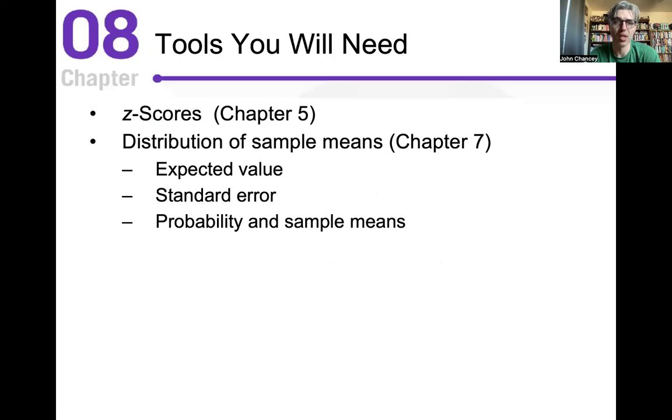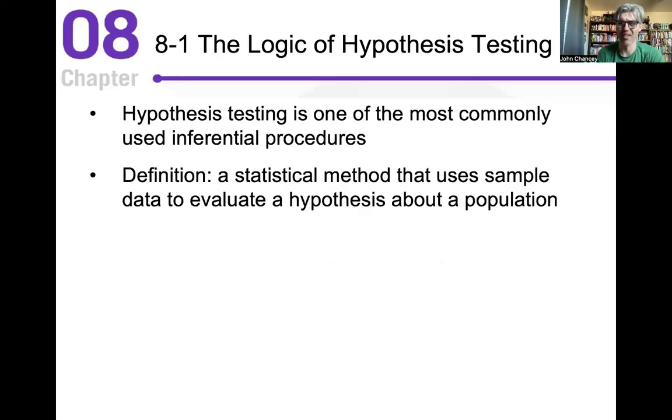The things that you'll be using from the previous chapters that we've covered: z-scores. We're going to be calculating a z-score as part of our first hypothesis test. We'll look at the distribution of sample means, so expected error, standard error, probability, and sample means. So nothing new as far as tools that we're going to be using, but we're reframing it in terms of inferential statistics. So, the logic behind that first learning outcome.